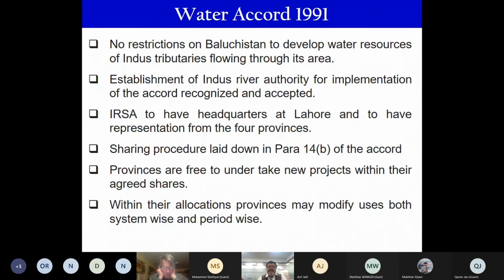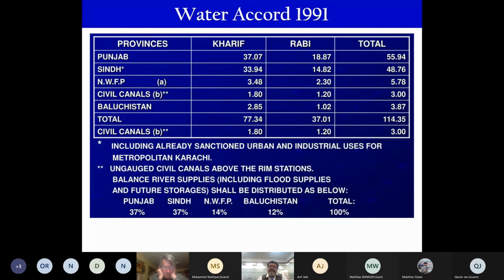Water accords like Punjab's Kharif and Rabi: the MAF given here is 37.07 in Kharif and 18.8 in Rabi, total 55.94. Similarly for Sindh, including already sanctioned urban and industrial uses for metropolitan Karachi city, as well as for KPK, that's having 3.48 and 2.3, total 5.78. Civil canals are basically those above the rim stations. So that is the ungauged civil canals above the rim stations, around 3 million acre feet, a low volume of water. And Balochistan has its part in Kharif 2.85 million acre feet and Rabi 1.02.